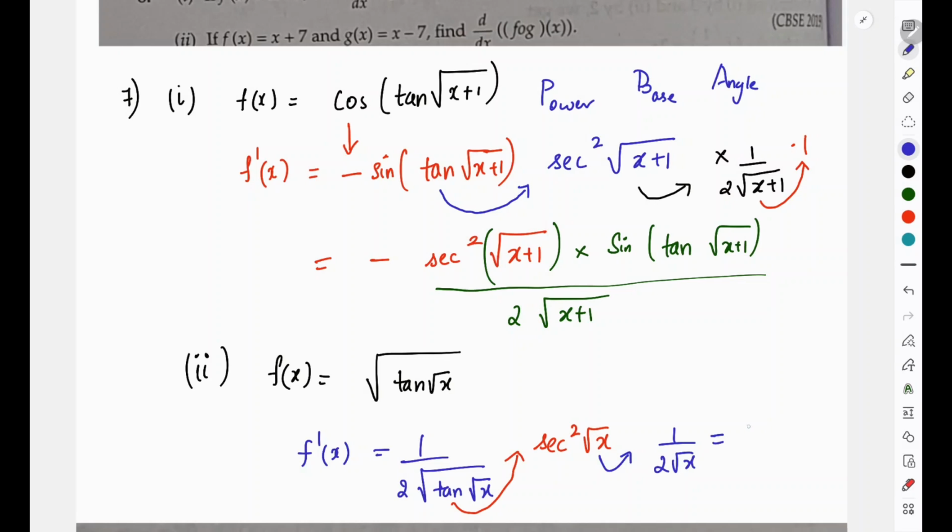So our final answer would be 1 by 4 secant square root x divided by root, I can write it as x tan root x. Which means I'm just multiplying this root x and this root, and I'm writing as tan root x, and this 2 and this 2 is written as 4.